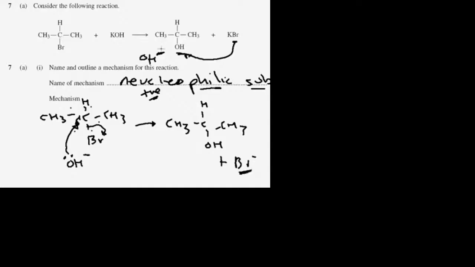And the whole thing is three marks. One for the nucleophilic substitution, one for the arrow from the lone pair of your hydroxide ion going to your carbon atom. And you just got to be really careful. Your curly arrows must start and finish in the correct places. That's question 7A.